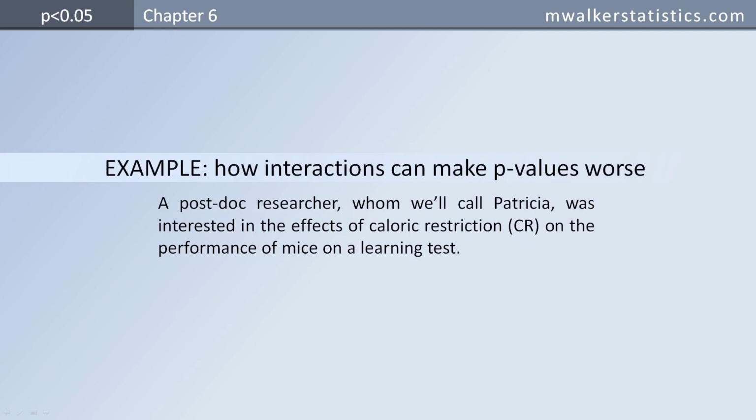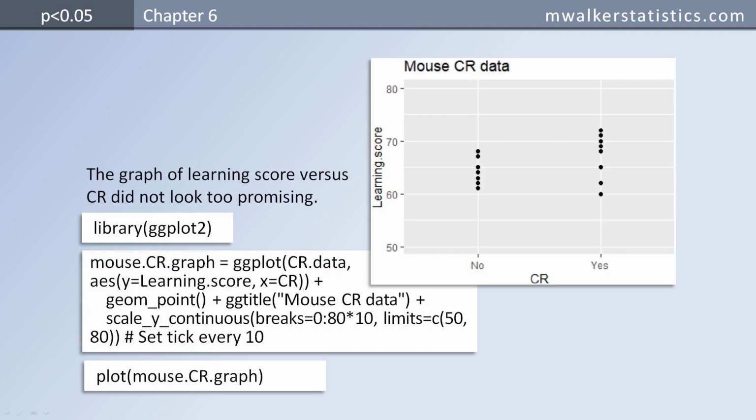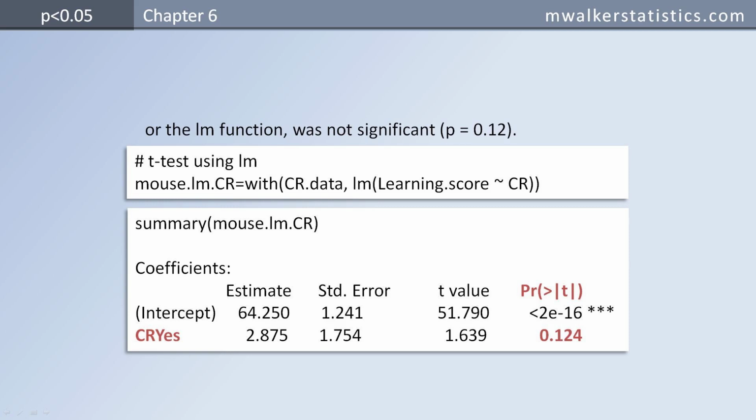Example: how interactions can make p-values worse. A postdoc researcher, whom we'll call Patricia, was interested in the effects of caloric restriction, CR, on the performance of mice on a learning test. She performed an experiment and collected the following data. The graph of learning score versus CR did not look too promising. The t-test, implemented using either the t-test function seen here or the LM function, was not significant, p equals 0.12.